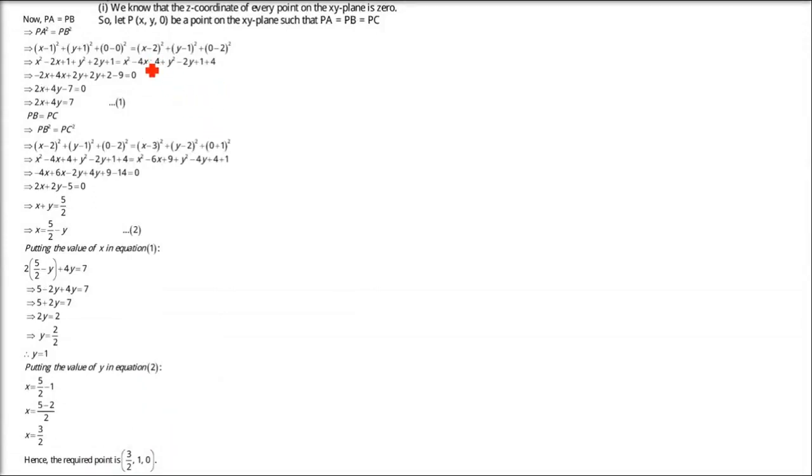This is the 4th question. Determine the points in xy plane, yz plane and zx plane which are equidistant from the points A, B, C. So you are given point A, which is 1, -1, 0. B is 2, 1, 2. And point C is also given, 3, 2, -1.